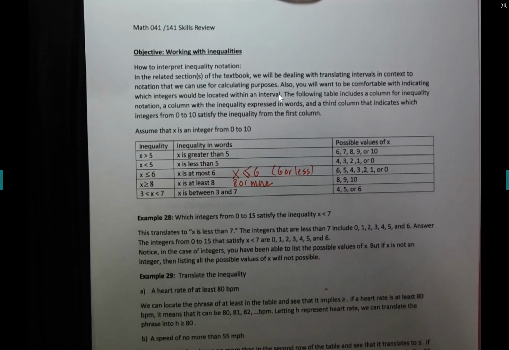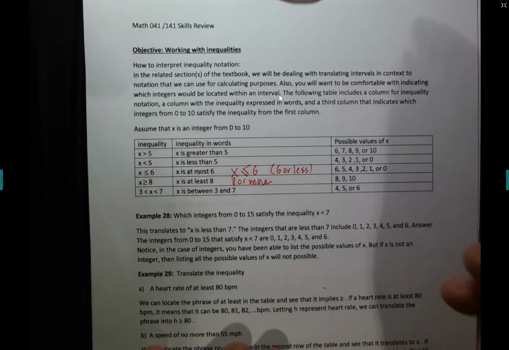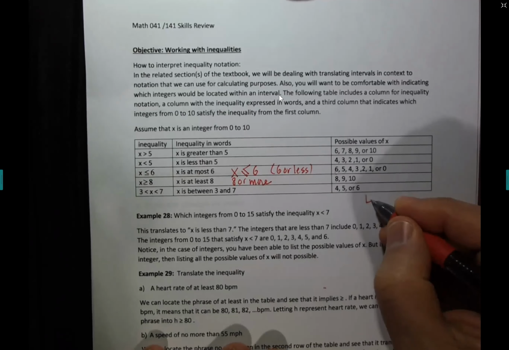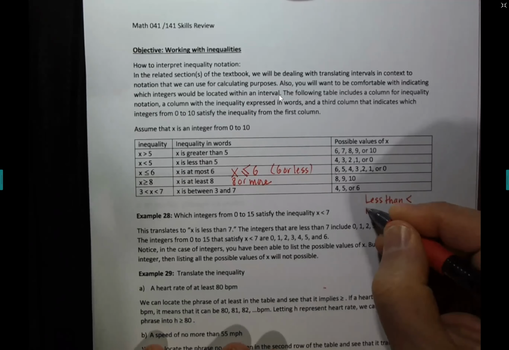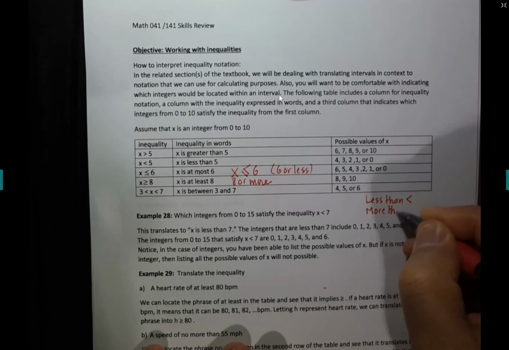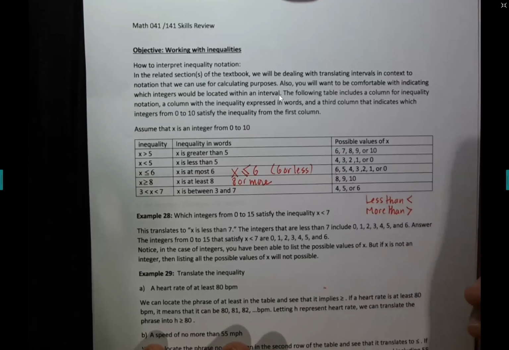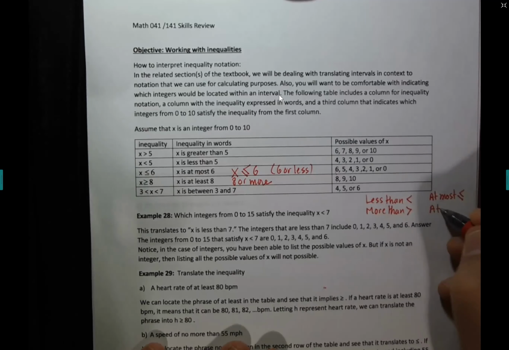Okay, now, guys, what we're going to do is rewrite those statements. Less than, we use that sign. More than, that's what you need to pay attention to, we use this sign. At most, it's this, less than or equal to. At least, greater than or equal to. And exactly is the equal sign.